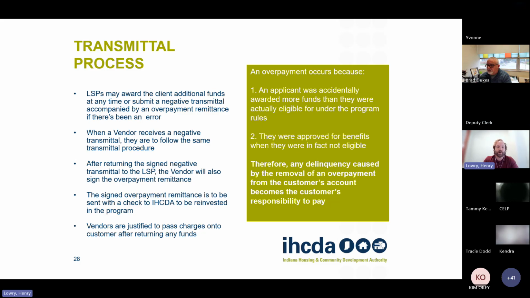Overpayments can occur because an applicant was accidentally awarded more funds than they were eligible for, or they were approved for benefits when they were in fact not eligible. Any delinquency caused by the removal of an overpayment from the customer's account becomes the customer's responsibility to pay.